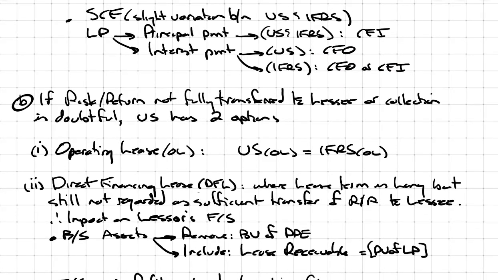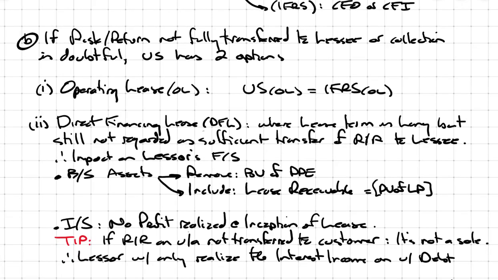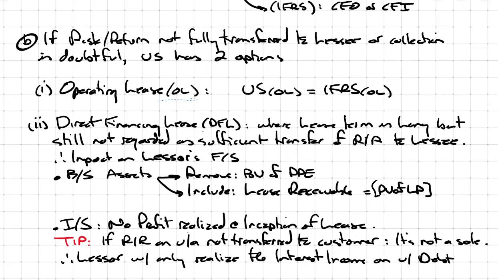Now, the second option US allows for the lessor is as follows. If the risk and return are not fully transferred to the lessee or the collection is doubtful, the US has two alternatives. It can allow the lessor to use operating lease, and the operating lease method under US is exactly identical to the operating lease method under IFRS.